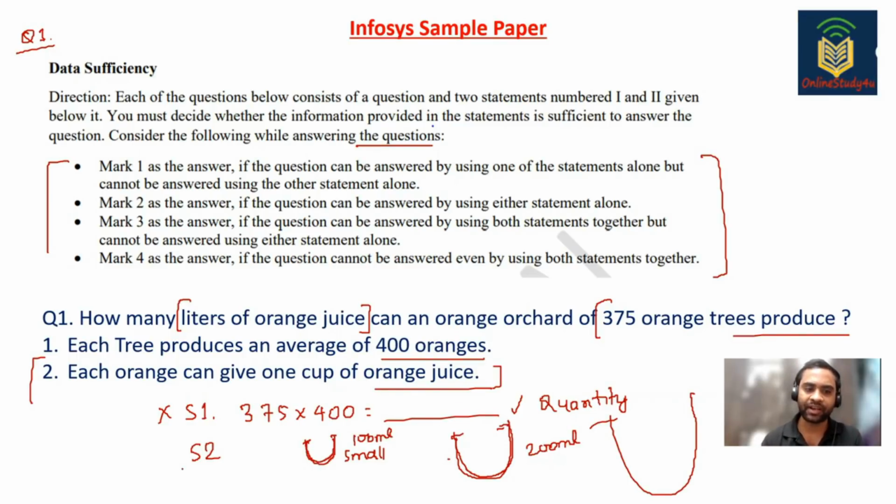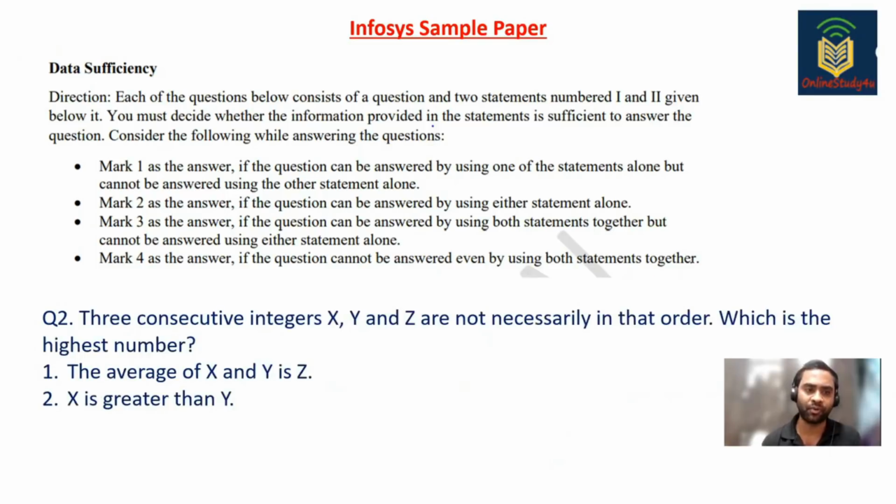So from statement 1 alone and statement 2 alone, and even from both, we will not be able to get it. So our answer will be mark 4: the question cannot be answered even by using both statements together. Now you would have realized that data sufficiency questions are very easy, and definitely you will be able to do well in your examination. You do not have to worry at all.